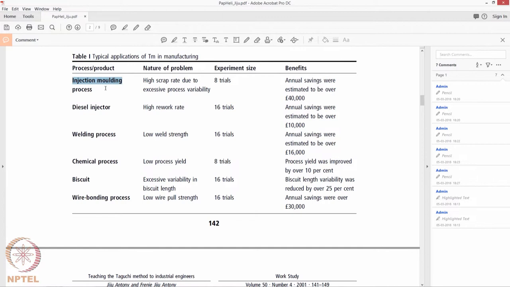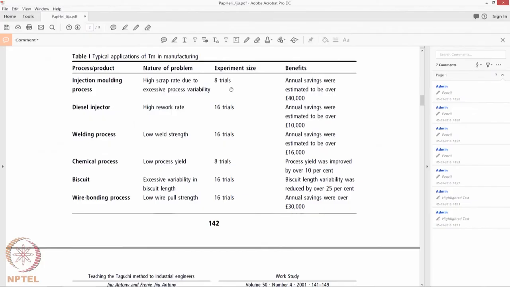If you look at that, someone has used an injection molding process. What did they do? High scrap rate due to excessive process variability. Since there was a lot of process variability, this is similar to our tile example. The components that came out did not meet the specifications, hence they had to be discarded. So, there was a high scrap rate. How many experiments did they use? 8 trials, only 8 different settings they tried.